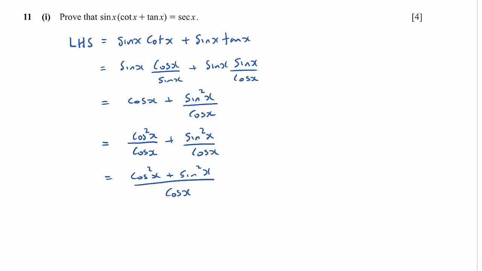That's just ordinary adding of fractions. Well, we know that cos squared plus sine squared always gives us 1. So that's 1 over cos x, and that's equal to sec x, which is the right-hand side. So we've achieved our goal. We got to sec x.